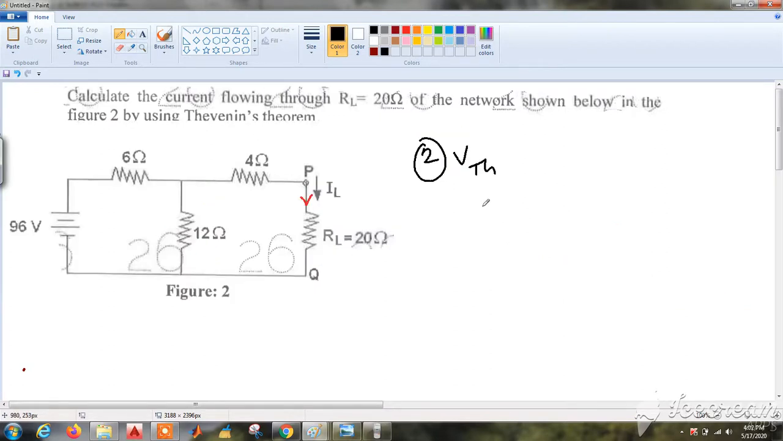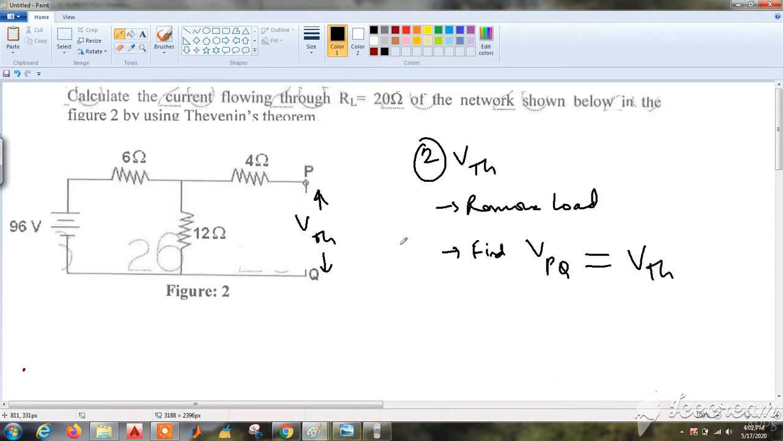Now the second step is to find VTh. Here also first we have to remove our load, or open circuit our load, to find the voltage between those 2 points. That is, VPQ we have to find, and that will be our VTh or Thevenin's voltage. And we see that now this is open circuit, so no current flows, that is I is equal to 0 here, and also here. So if current is 0, there is no use of these branches, we can remove them.